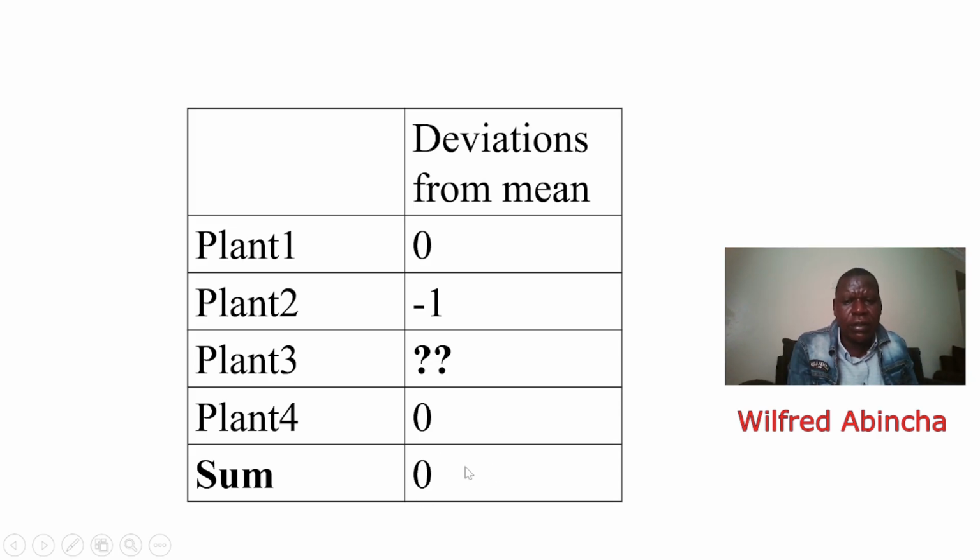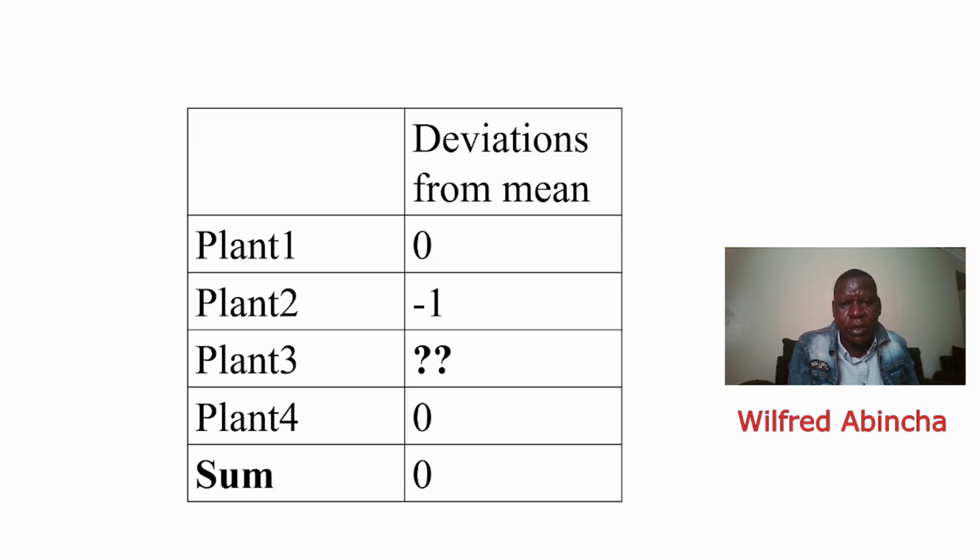The rest of the plants can take any value. They are free to vary and they are independent. But the value of plant 3 has to satisfy this constraint. In other words, in a sample of 4 plants, 3 plants are independent. They can be any value, they can vary, and therefore they are the degrees of freedom.